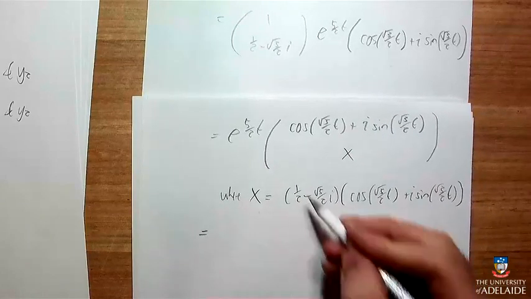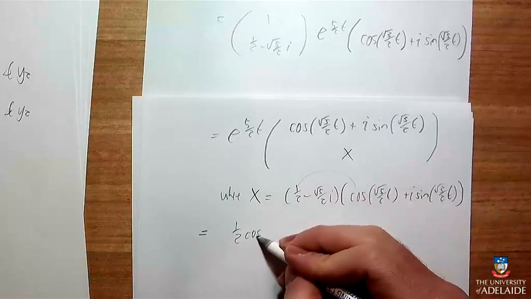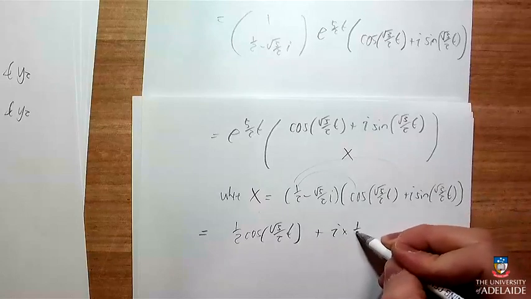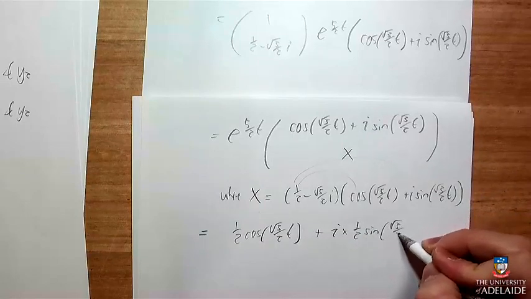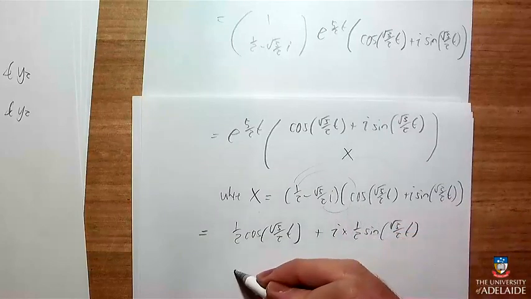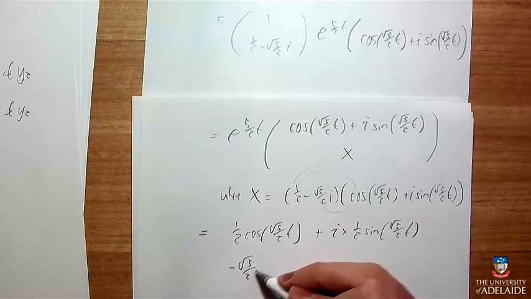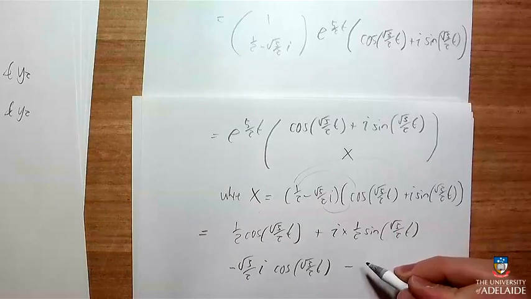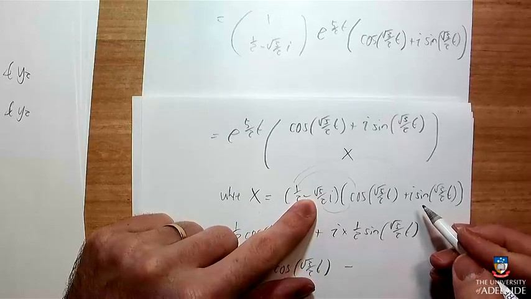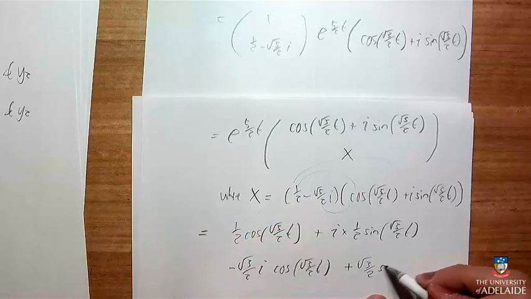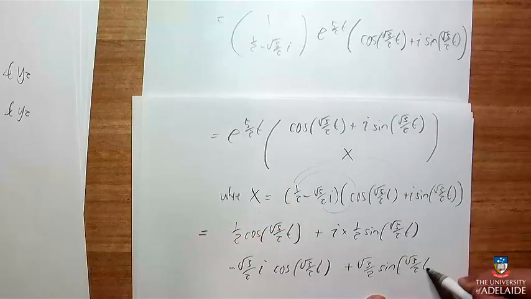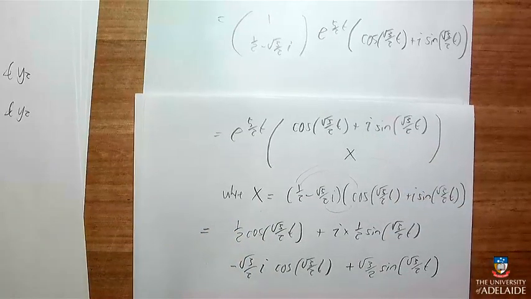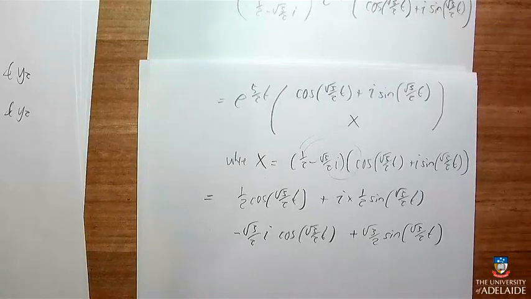So when I expand this out, I get half of this and half of this. And minus root 3 on 2 times i of this. And minus root 3 on 2 i squared, but i squared is minus 1, so plus root 3 on 2 of this. All right, so that is what goes in that spot there. I do not choose to write that out as one big vector because I don't have room.